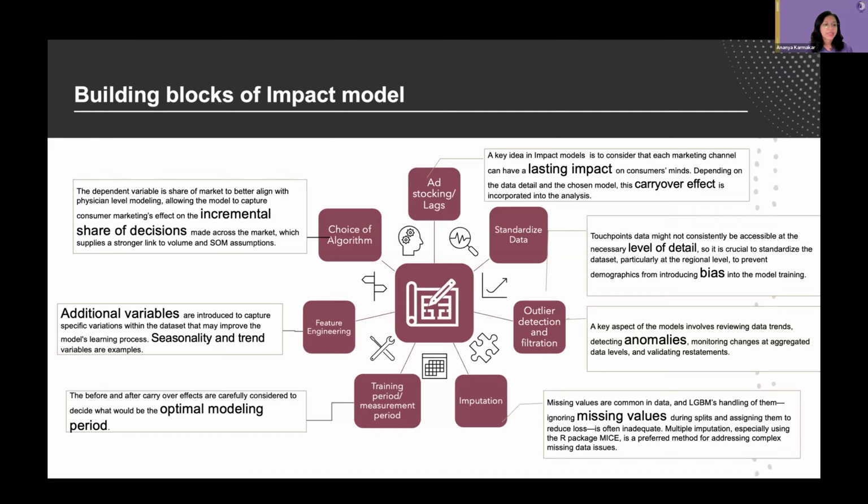Then below that, we have anomaly detection, outlier detection. Outliers can distort model accuracy, as we all know. We either remove or cap the extreme values, and we often end up running multiple scenarios with different capping thresholds to identify the most stable and reliable configuration for the model.